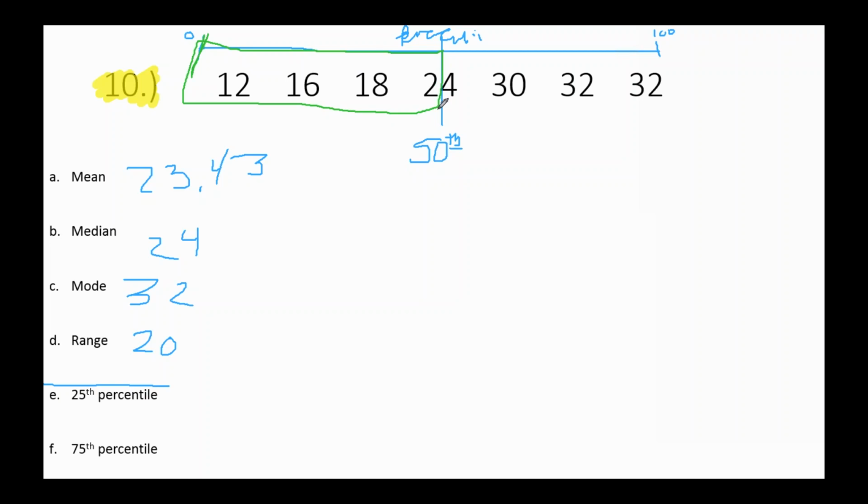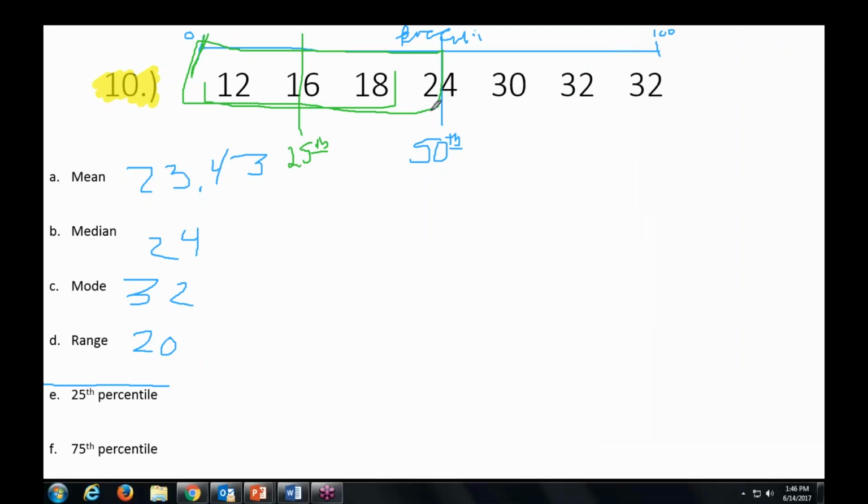Now you'll see that 24, I call these things trees. If 24 is a tree and we slice it in half, that tree is dead. And if you kill a tree, you can't use it again. So 24 is dead. So I only have these 3 trees to play with, and that makes 16 my 25th percentile. Stop me if I'm not making sense.